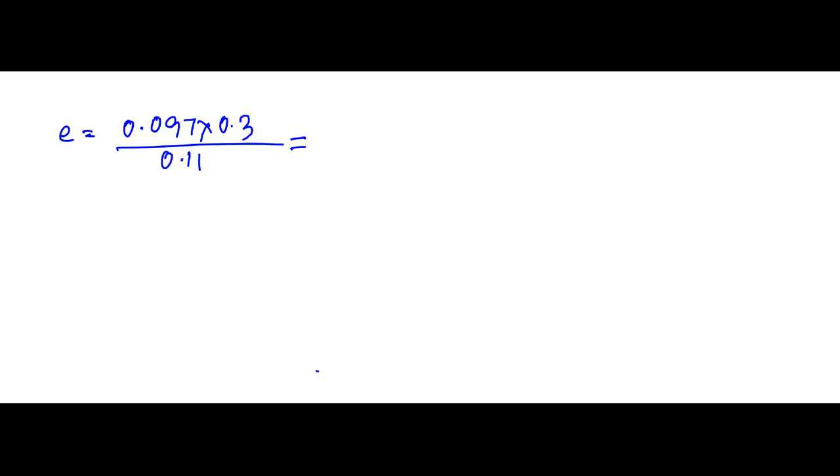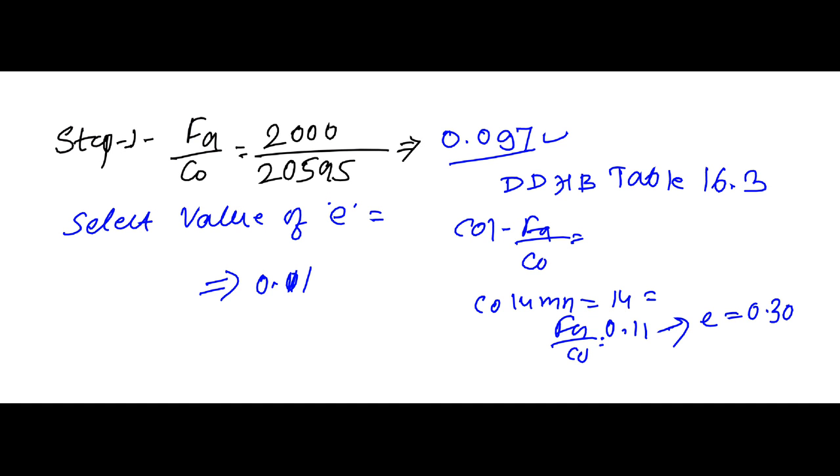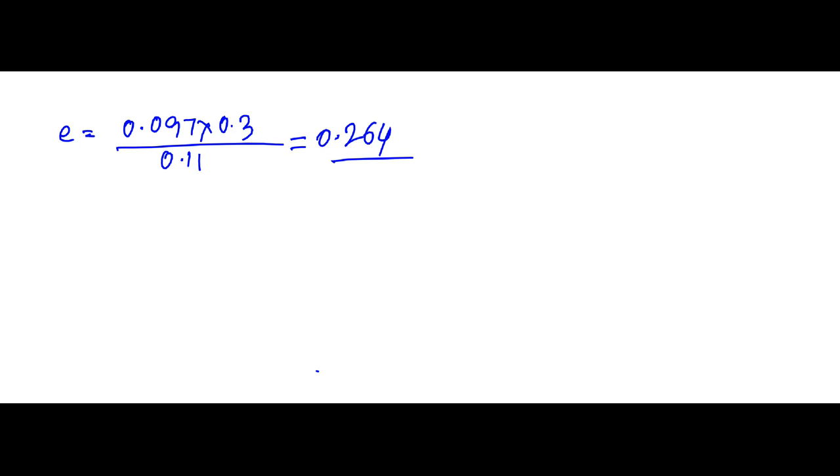How much you got? Zero point. Okay. Now you got a value of E. Okay. You got a value of FA by C naught. What is the next step? You need to find out the ratio of FA divided by FR. Okay. Step 2: the ratio of axial load to the radial load.